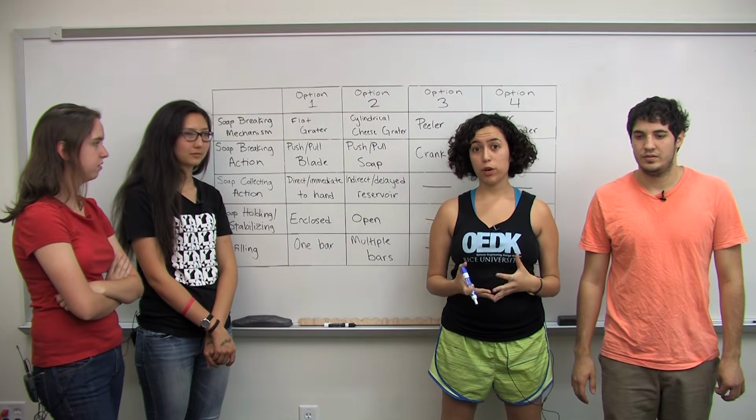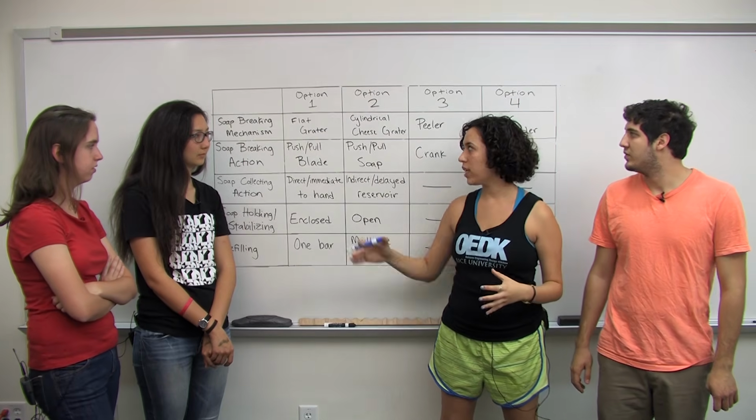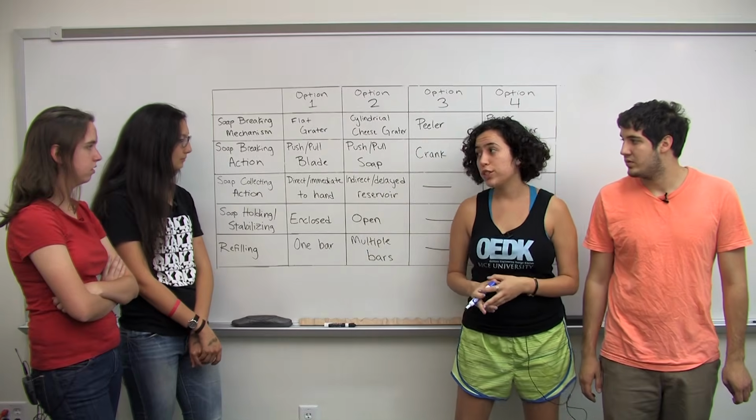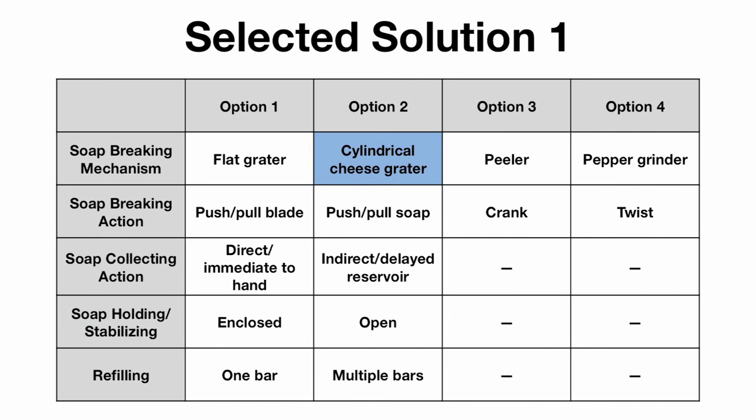Now that we've created our morph chart, we want to create a complete design solution by assembling different ideas that we created for each of our problems. So for example, I was thinking it'd be cool if we used a cylindrical cheese grater that utilized a crank and an indirect delayed reservoir and an enclosed soap, and that used 1 bar for our complete final solution.